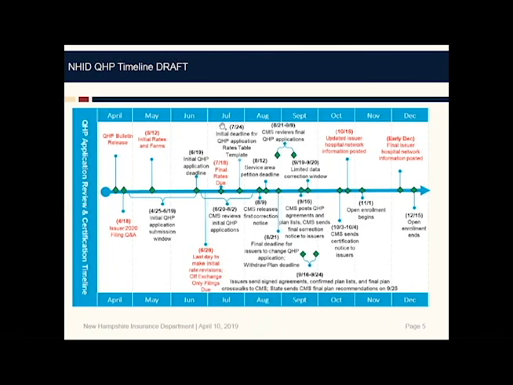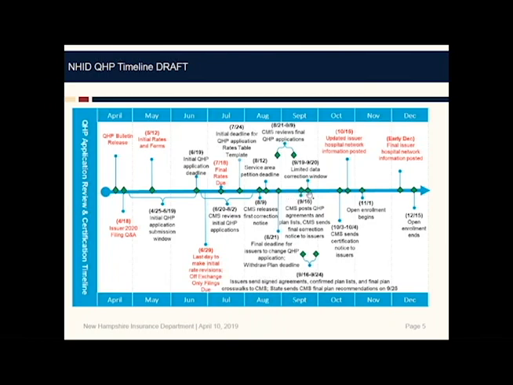CMS will be sending out the first correction notice on August 9th. The final deadline for issuers to change the QHP applications or withdraw the plans is August 21st, which coincides with the final transfer of the binders. CMS will post the QHP agreements and plan lists on September 16th, and they're going to be sending out the final correction notices as well.